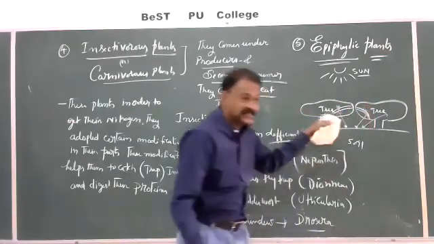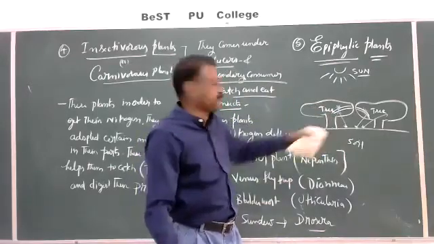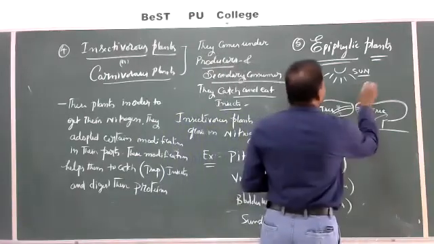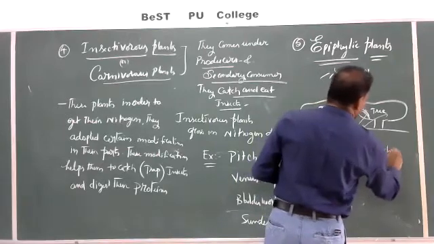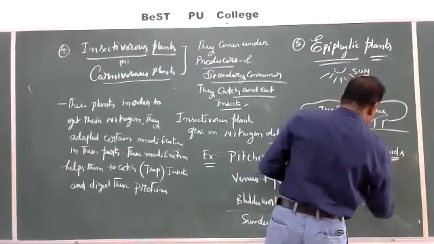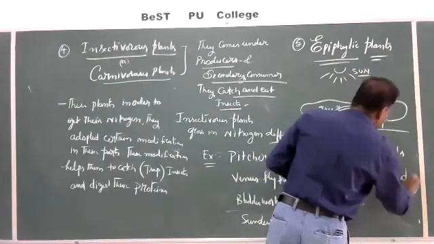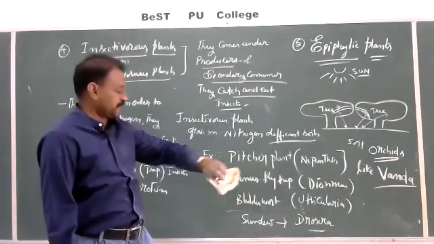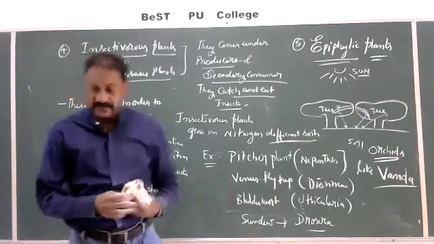The plants which live on other plants are called epiphytic plants, and these epiphytic plants are better studied in orchids, O-R-C-H-I-D, orchid plants like Vanda. Best example, we'll study this at least for 4-5 minutes in the next class. All the best.